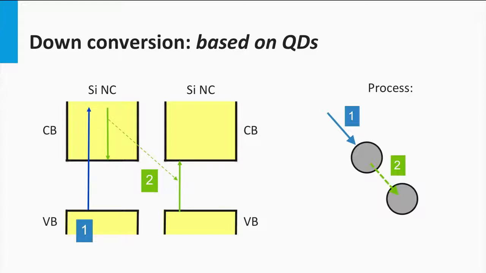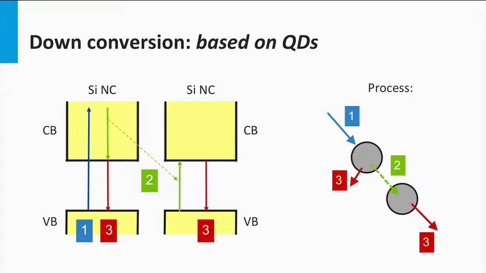If other recombination loss mechanisms like Auger recombination and Shockley-Read-Hall recombination can be suppressed, these electron-hole pairs in both quantum dots can radiatively recombine. It means that they send out two reddish photons. As a result, one bluish photon is converted into two reddish photons, which can be absorbed by a PV material.